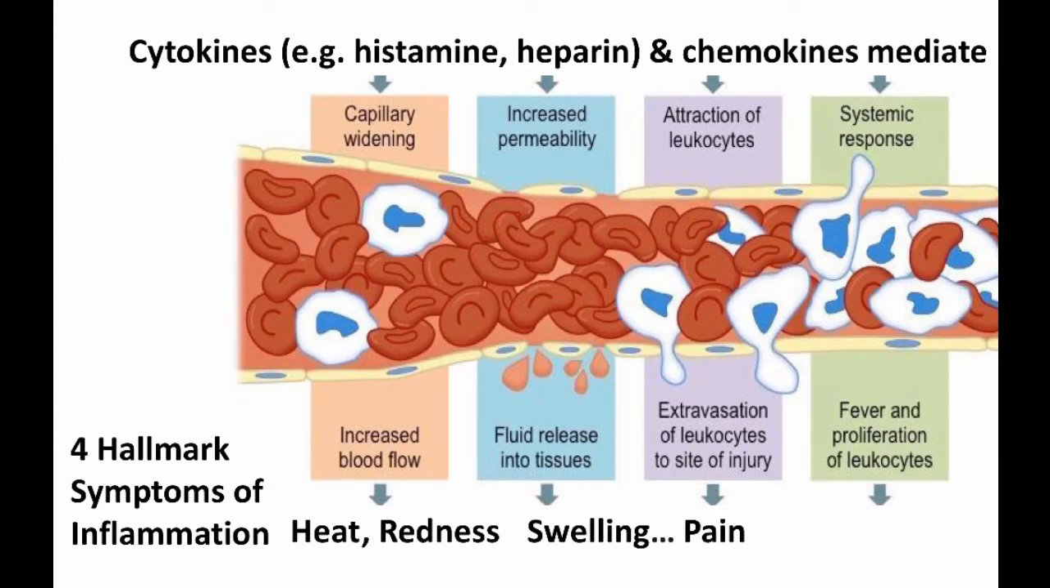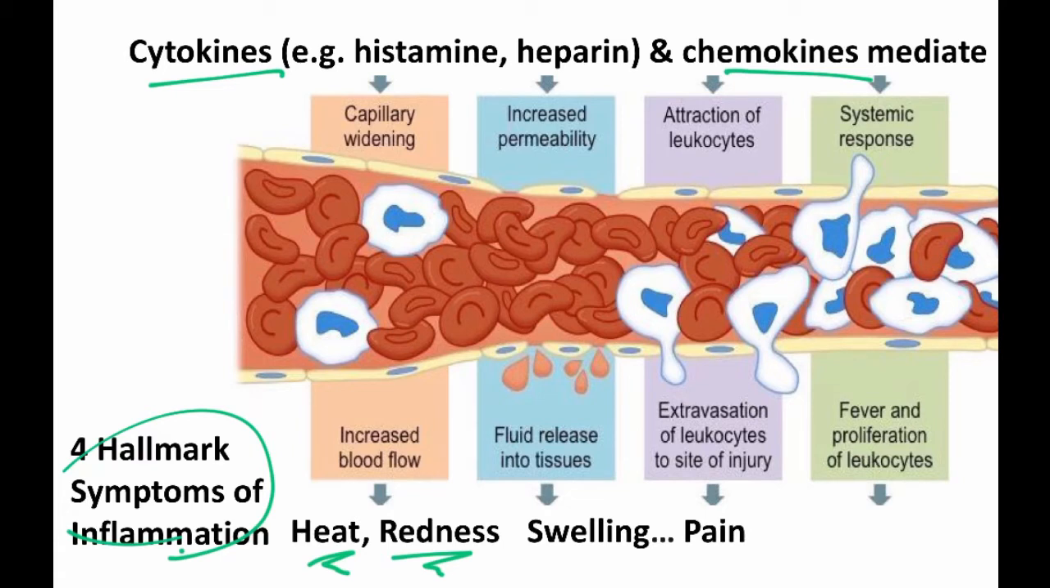What I want you guys to take away from this slide is that there are 4 hallmark symptoms of inflammation: heat, redness, swelling, and pain. All of those are mediated by cytokines and chemokines. So capillary widening leads to increased blood flow. That accounts for the additional heat because blood, remember, is at 100.4 degrees Fahrenheit, and skin temperature is lower than that.